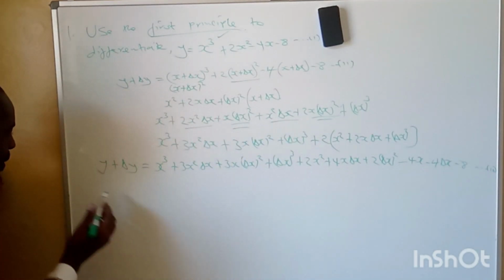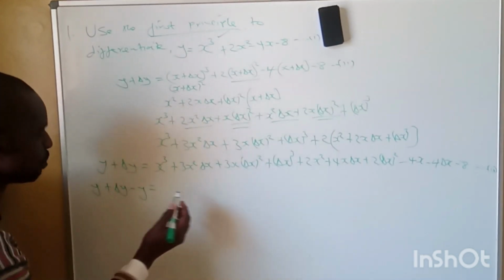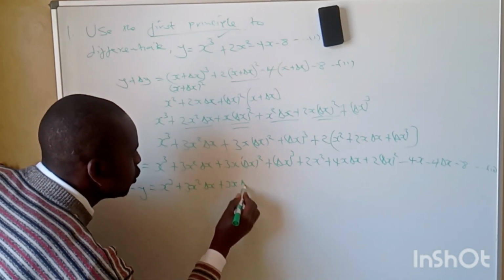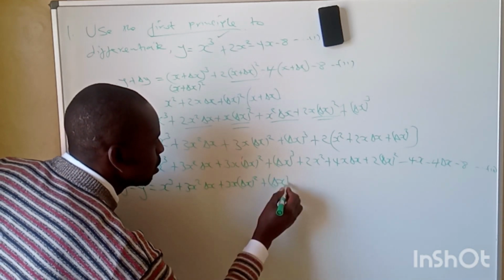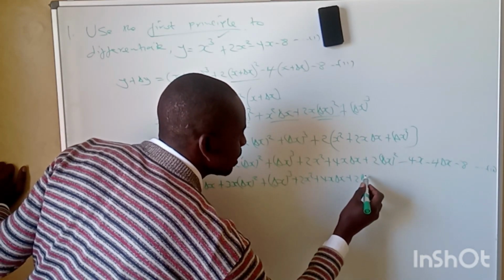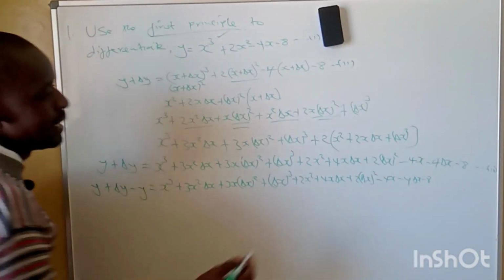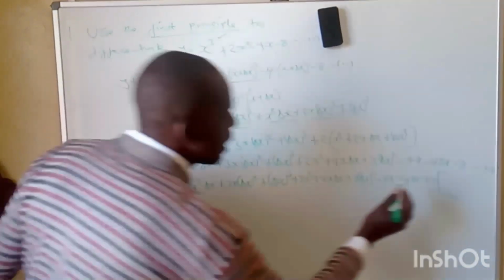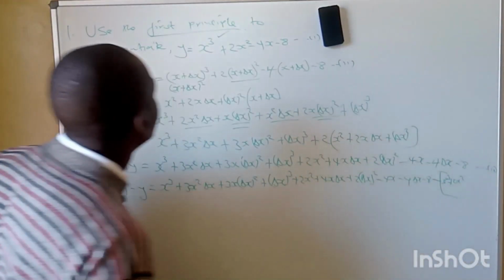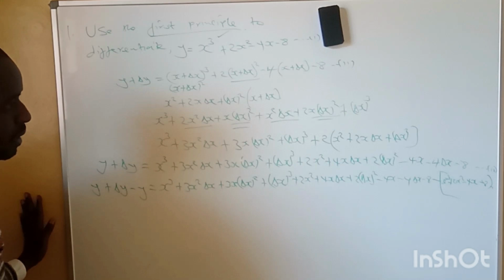So subtract everything. We're going to have y plus change in y minus the initial equation, which is y, equal to, just repeat that, x cubed plus 3x squared change in x plus 3x change in x squared, plus change in x cubed plus 2x squared plus 4x change in x plus 2 change in x squared minus 4x minus 4 change in x minus 8, then minus our initial equation, which is x cubed plus 2x squared minus 4x minus 8.